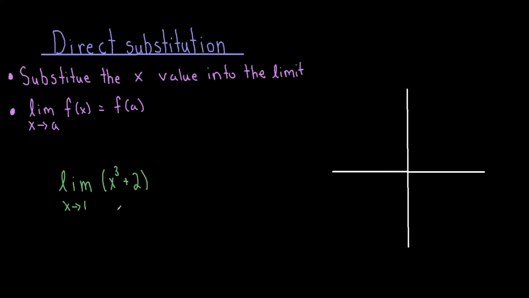Well, we know conceptually that the function x cubed plus 2 looks something like this, and that is continuous and defined for all real numbers. So we can plug in x equals 1 into this function to get that our limit equals 3. Now let's look at more problems.